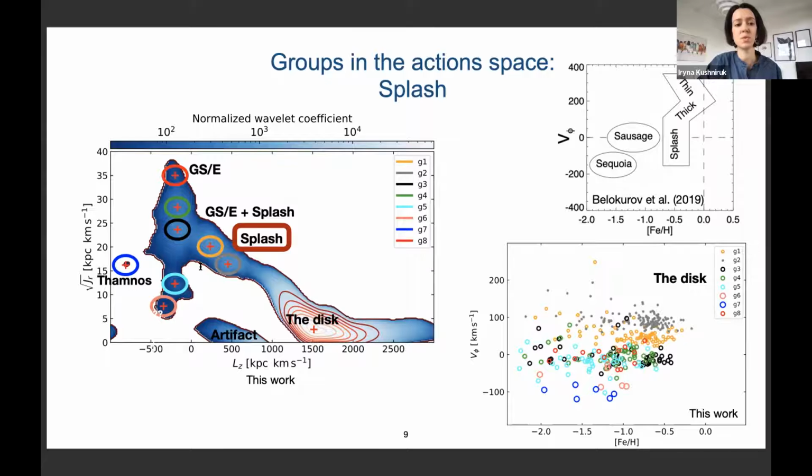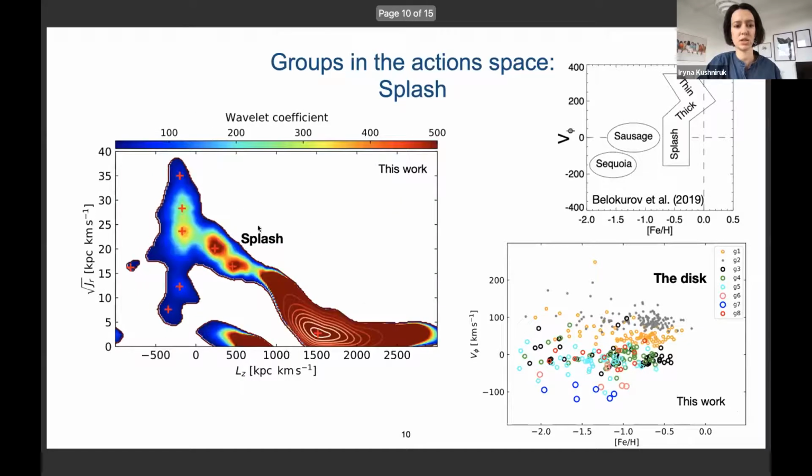And to convince you that we observe this double peak nature in the splash, I show you the same plot, but with a jet color scale. It's the same plot, but just another color scale.